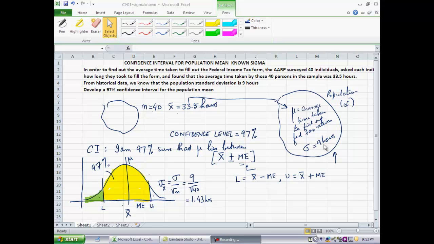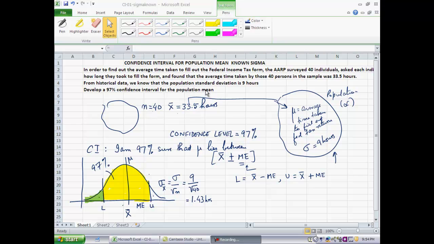Now, it's not common to know the population standard deviation, but we will see later how to deal with it. Since we are just starting our discussion of confidence intervals, we'll be assuming that the population standard deviation is known, and in fact there are circumstances where it is known. Okay, so it's not just a made-up situation. So given that the population standard deviation is 9 hours, in this case the time taken to fill out the federal tax return, I want to get an estimate of the average time taken to fill the tax return.